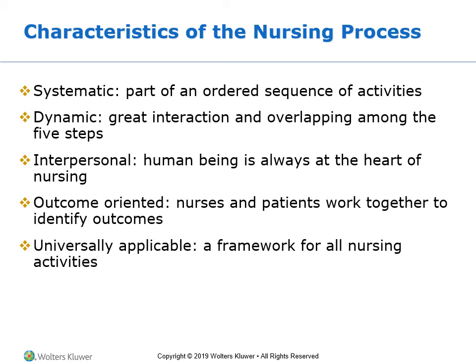What are the characteristics of the nursing process? So the main words that have been used to describe the nursing process are it's systematic, dynamic, interpersonal, outcome-oriented, and universally applicable. Okay, as far as systematic, it's part of an ordered sequence of activities. So each activity depends on the accuracy of the activity that occurs before it, and it influences the actions of the activity that follows it.